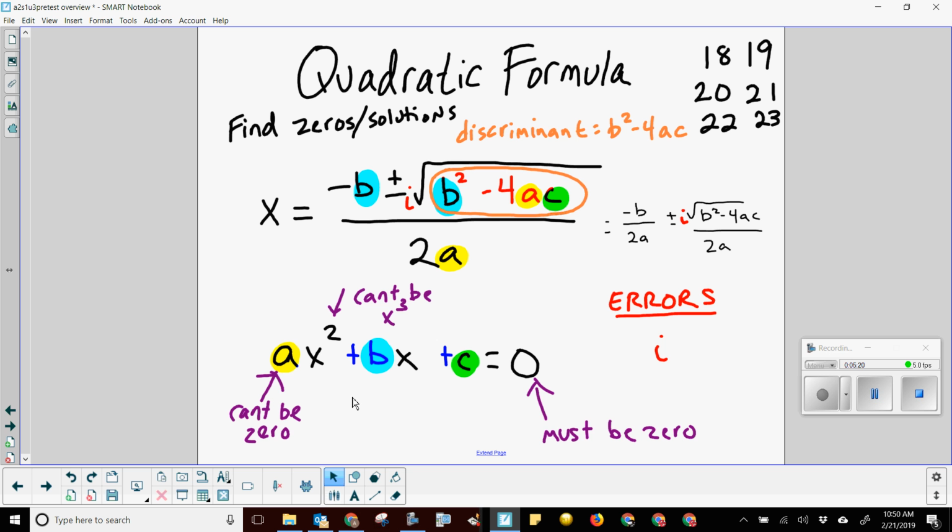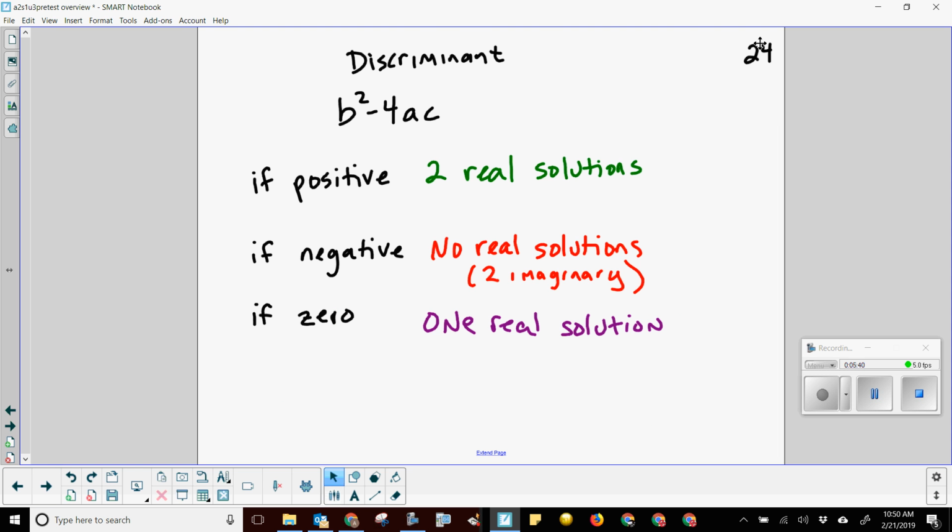The easiest thing is to find your discriminant. Square root of, it could be 53 or whatever. That'll start giving you a heads up as to whether other stuff is going to get canceled out. Because your discriminant, concept number 24, tells you a bunch about what type of solutions you're looking for. If it's positive, you're going to have two real solutions. If it's negative, you're going to have two imaginary solutions, so no real solutions. And if it's zero, you have one real solution.